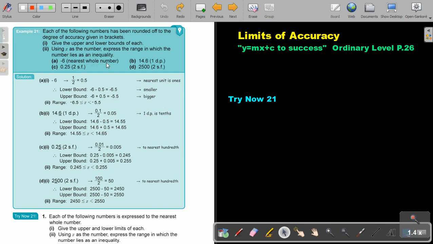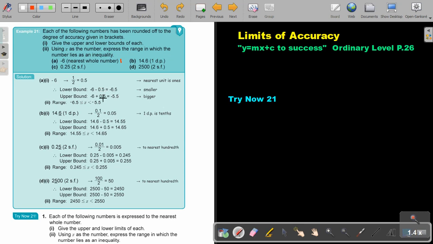Now, can you remember, especially from the previous video, that table on the previous page in your textbook? It's on page 25. Otherwise, just go through that table again. So it's to the nearest 1. You take 1, divide by 2, you get 0.5. Subtract for the lower, add for the upper. But don't forget it's a negative number. So -6 minus 0.5 is -6.5.